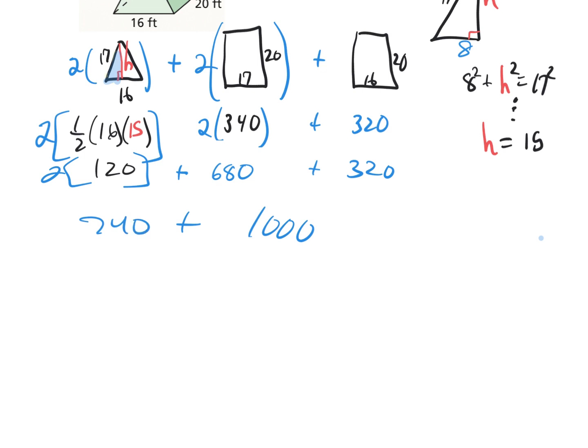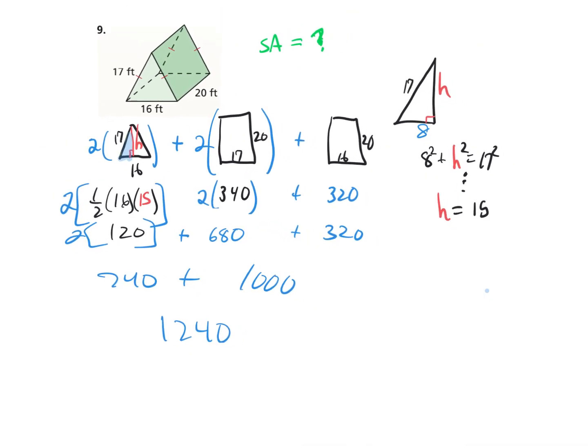And so our final answer is 1,000 plus 240, or 1,240 square units. And let's see, the units were feet, so that's going to be square feet.